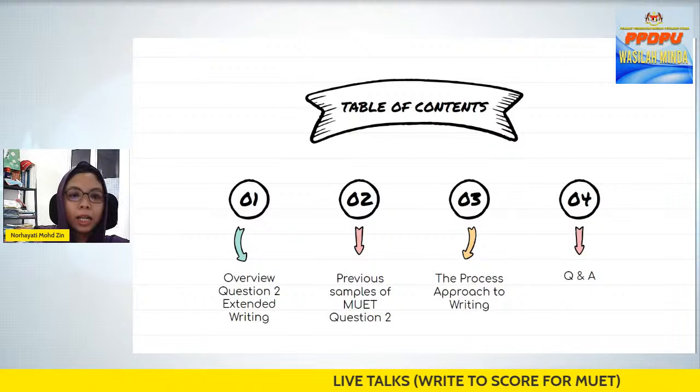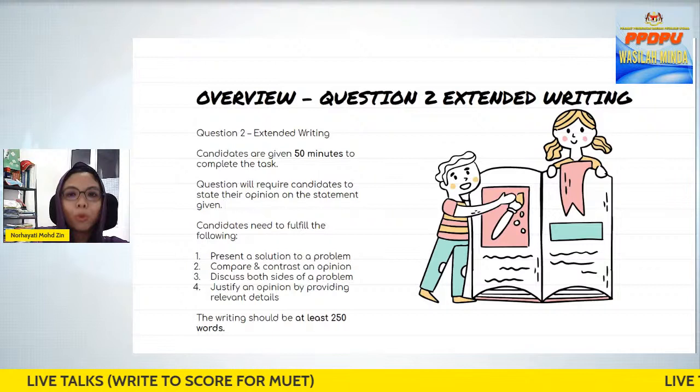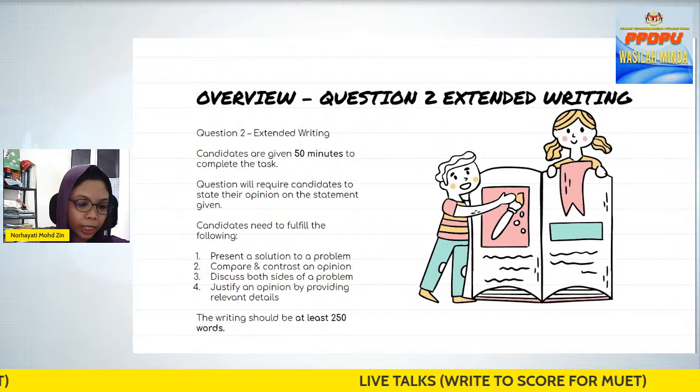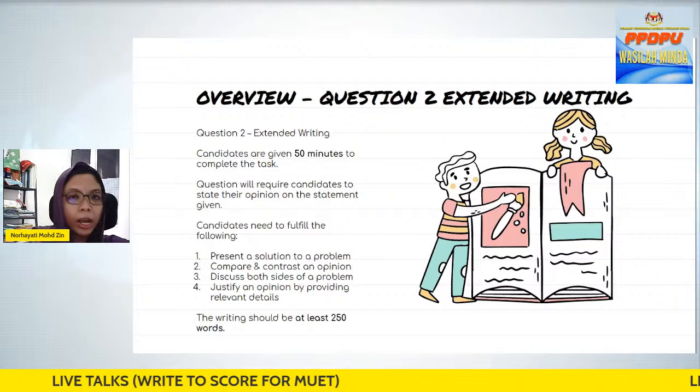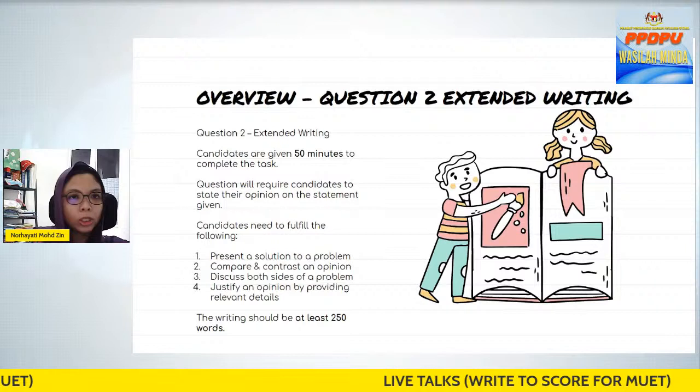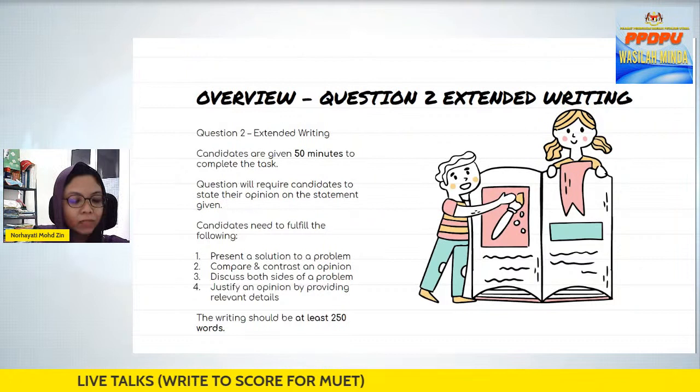Okay, let's look at question two. What is in question two? Question two is an extended writing task where they give you a statement and ask for your opinion. Compared to question one, it is more structured, and there is a lot of guidance for you, so that you just have to answer the points given.